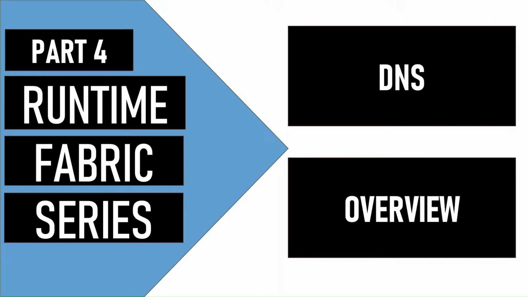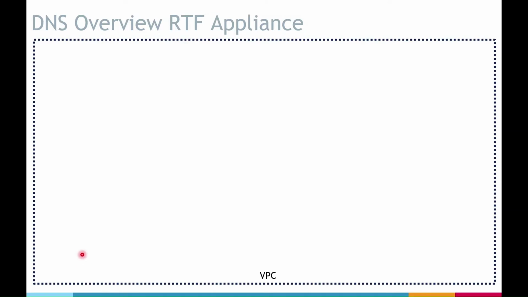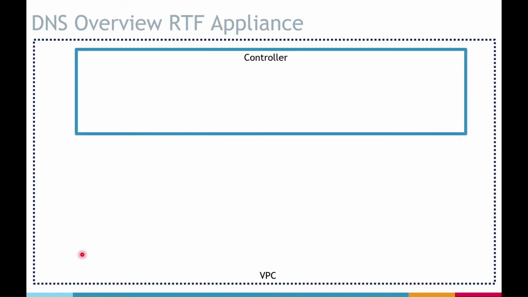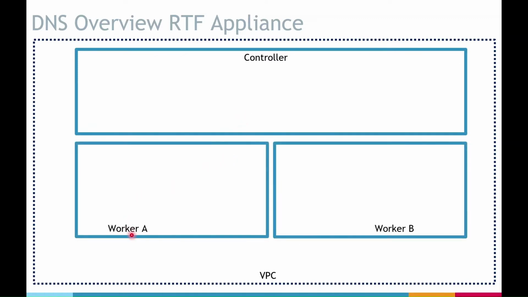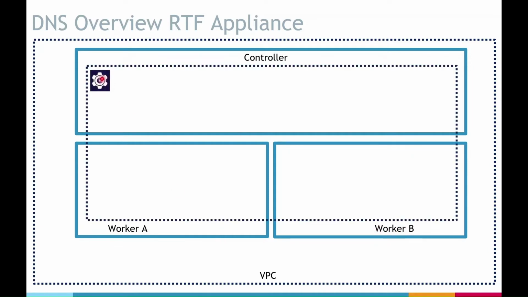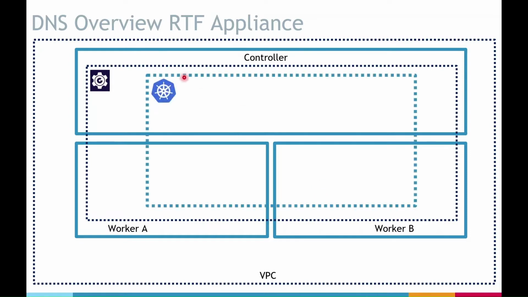In this video, we will understand the DNS concepts within the RTF cluster. So let's get started. So here is the current infrastructure setup for RTF. We created a VPC, then spun up an EC2 instance that's being used as a controller node, followed by two more EC2 instances that behave as worker nodes. Since we have used the appliance model, a planet container was created that spans across all the three nodes. And on top of this container, we have Kubernetes and its supporting services deployed.